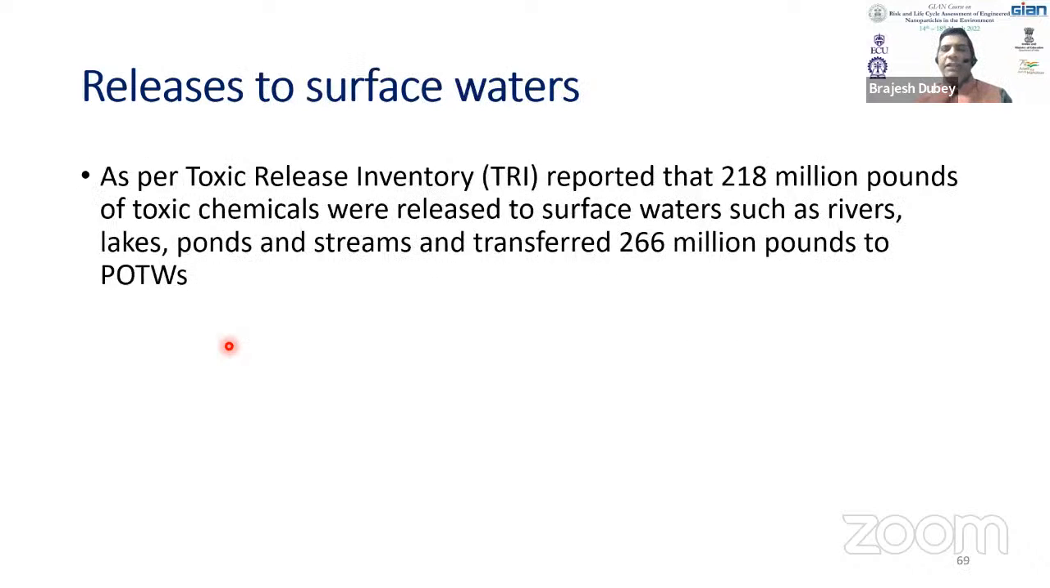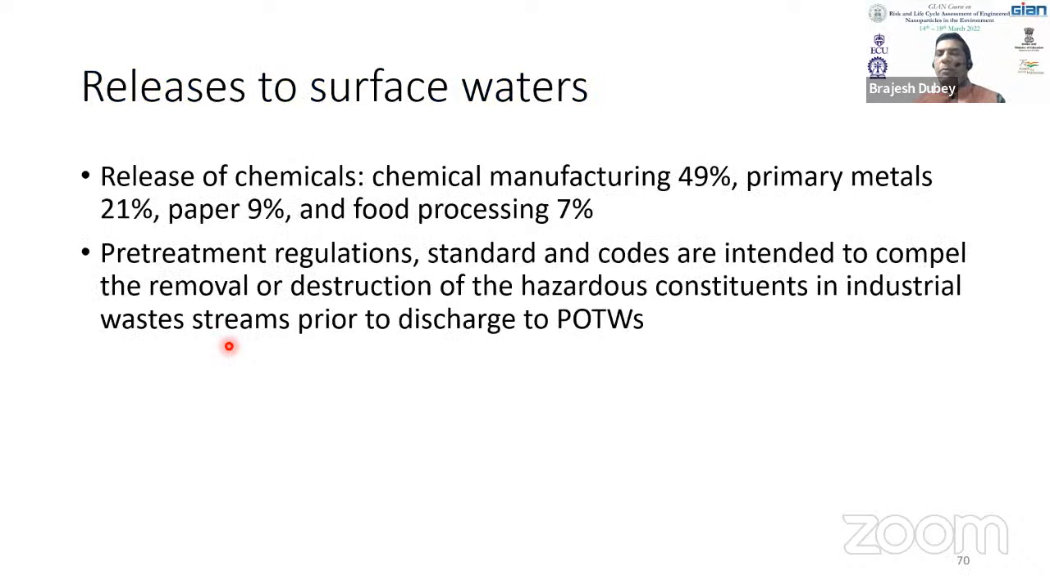Then we have seen that a lot of chemicals do get released into the surface water. The Toxic Release Inventory is an inventory done as part of the US EPA's monitoring program in the United States. They have seen that close to 220 million pounds of toxic chemicals get released into rivers, lakes, ponds and streams per year. That's a lot of toxic chemicals, mostly coming from chemical manufacturing, primary metals, paper and food processing industries. There are regulations out there to control that, and the regulations are all based on risk assessment.